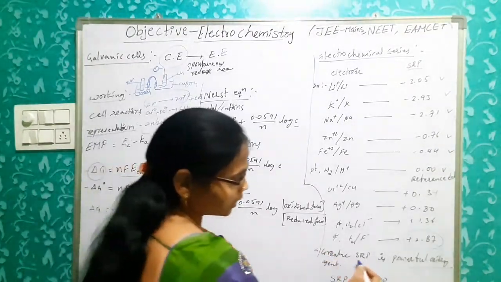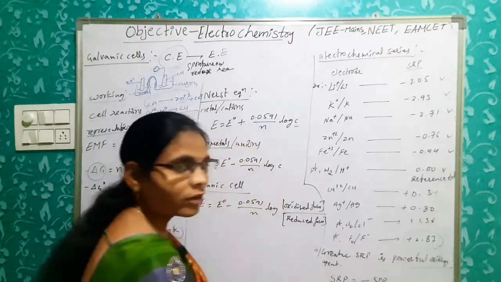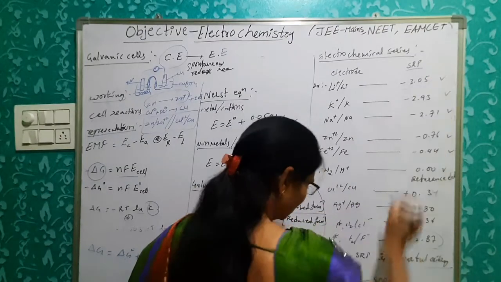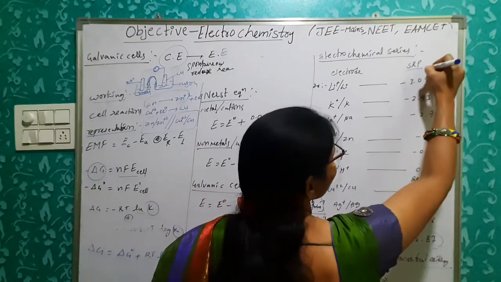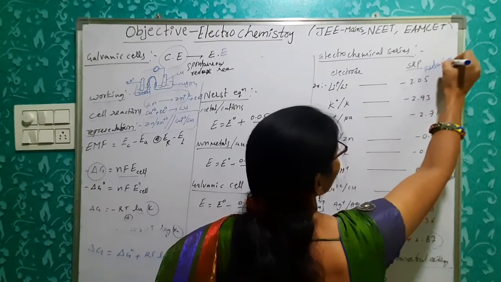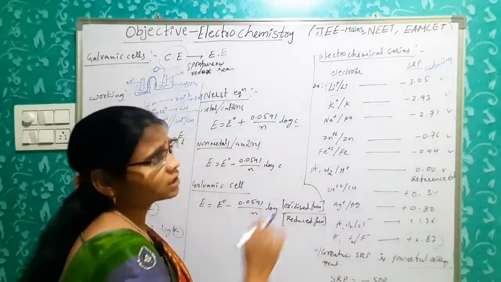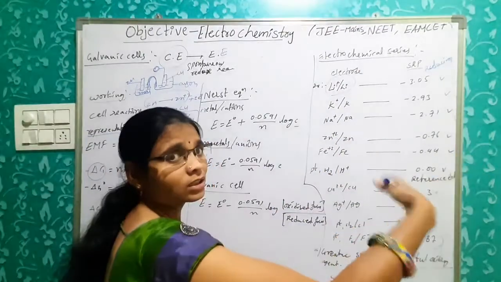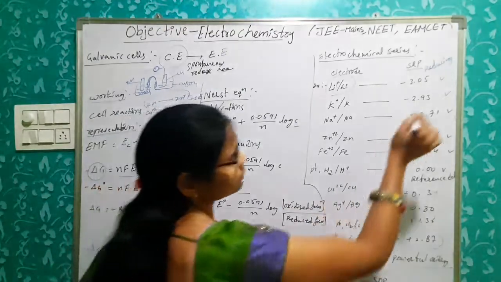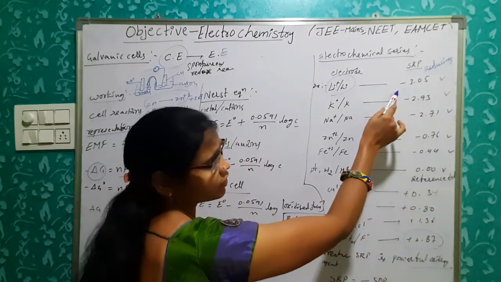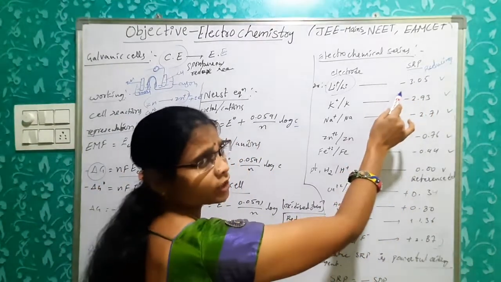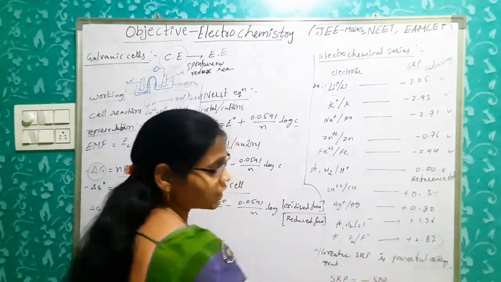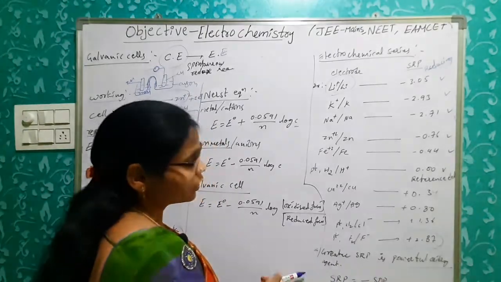So a greater SRP value means a powerful oxidizing agent, and a lesser SRP value means the reverse, a powerful reducing agent. Lithium is a powerful reducing agent, meaning it can easily lose its electrons, easily oxidize itself and easily give electrons to others. Which has less SRP value acts as a powerful reducing agent, which has greater SRP value acts as a powerful oxidizing agent. Keep this in mind, this is important.